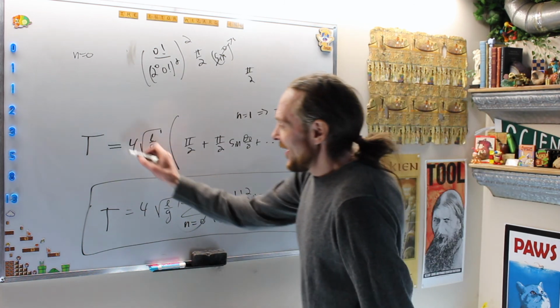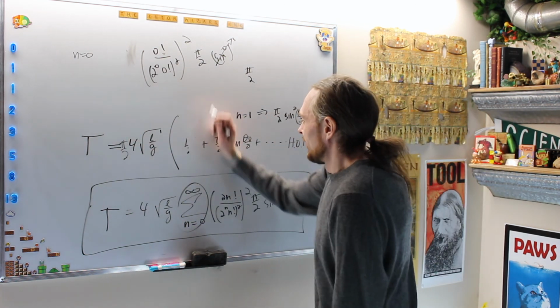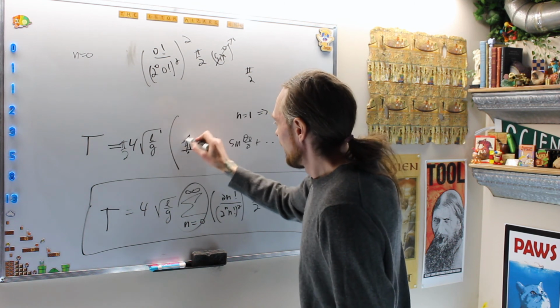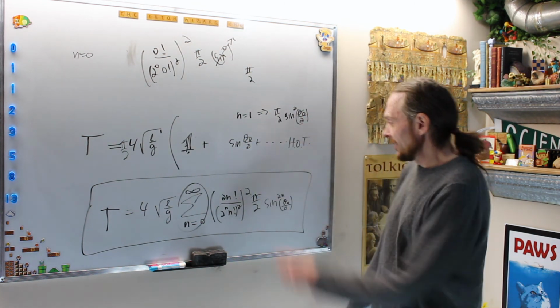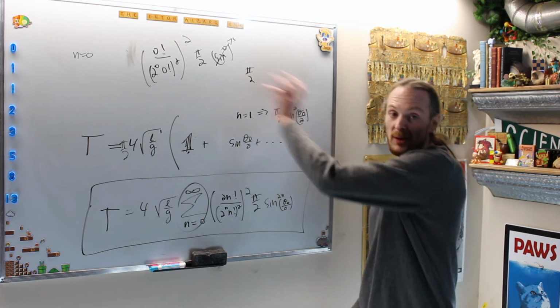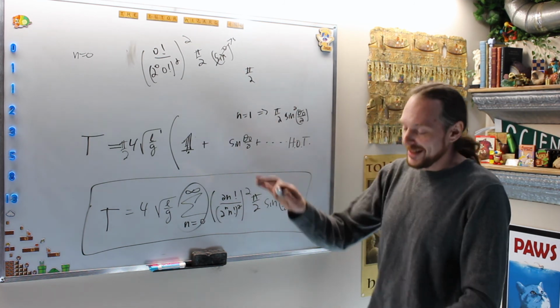Pi over 2 could come out of that, and just write it as pi over 2 times 1 plus sine squared plus higher order terms. Pi came out of all the terms. Hot pi, hot pi. Let it cool down, then eat it.